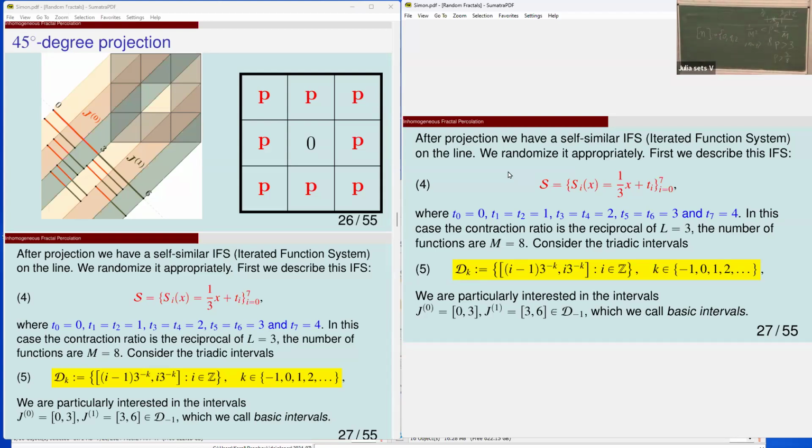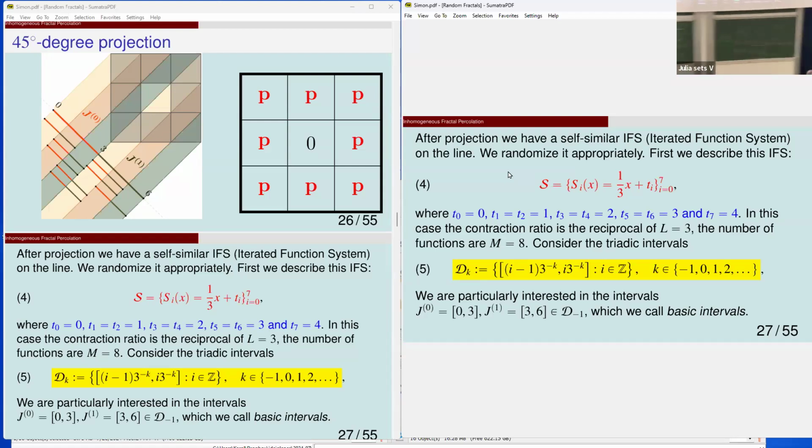Okay, so these are the intervals, which in our case are triadic intervals, but we start to count them from -3 for some reasons. So for example, you see here the level 1 intervals like that are from 0 to 3 and from 3 to 6. And then these two, as it is written, J0 and J1, are the so-called basic intervals for us.